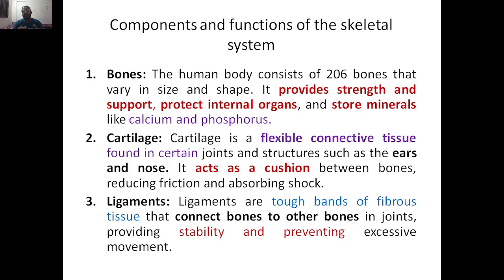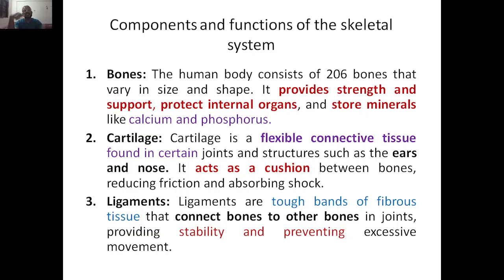So cartilage is nothing but a flexible connective tissue. It's a flexible connective tissue that is found in certain joints, and if there are two joints like this, the joint here will be covered by the cartilage. Usually in these kinds of joints we can see the cartilage. And also structures such as ears and nose, you can see this particular kind of structure. No, these are not actually bone, okay, but they are cartilage, understanding?